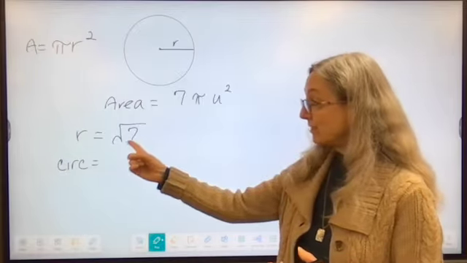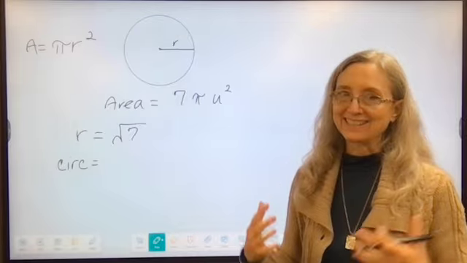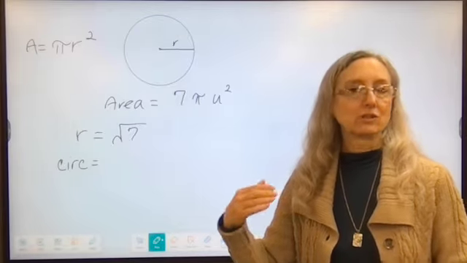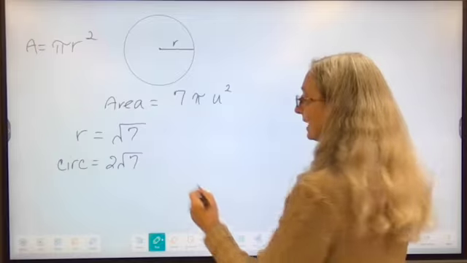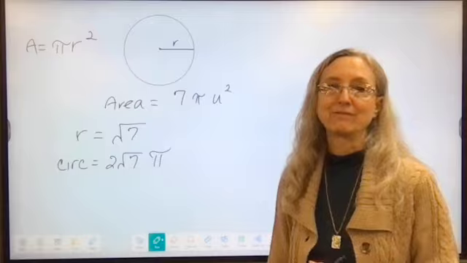Now, from that, how do I find the circumference? Again, I take the radius and I double it. So 1 square root of 7 times 2 is 2 square root of 7. So this would be 2 square root of 7. That's what the diameter of that circle would be. And I'm multiplying that times pi, and that gives me the circumference of that circle.